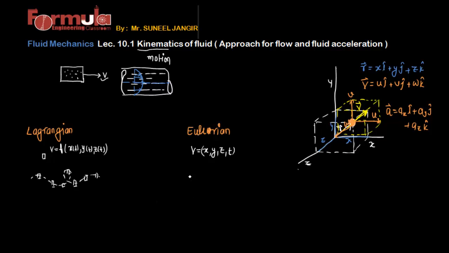So this is a station approach. It means in this case we are considering one station here and another station here, and we are viewing the particles that are moving from these stations. So in this case we are considering the fixed station. Here the Eulerian approach is simply defined as a point.